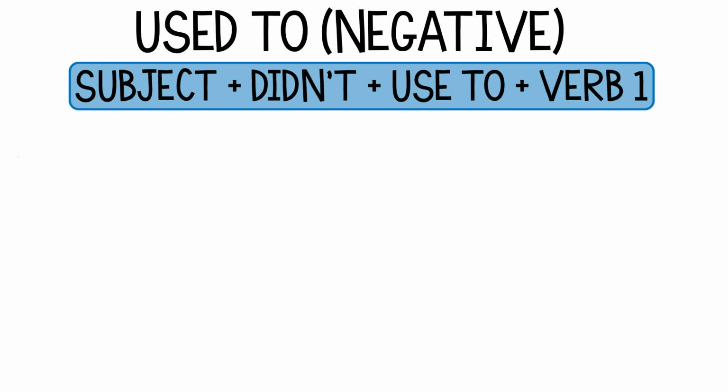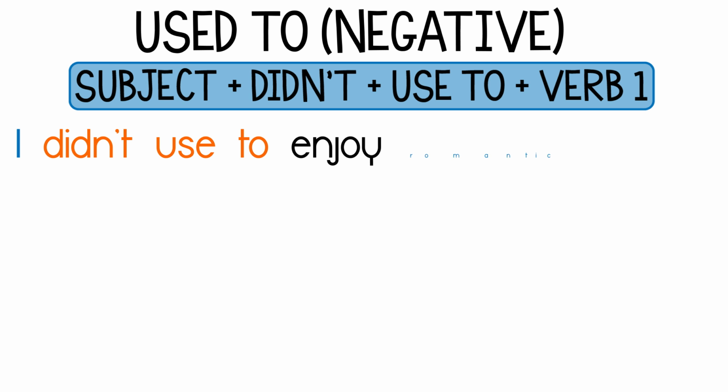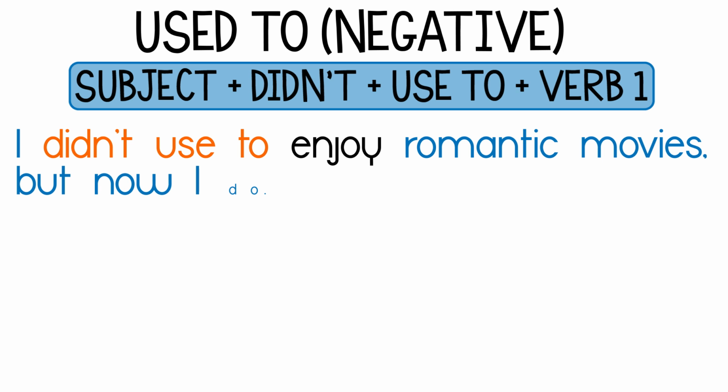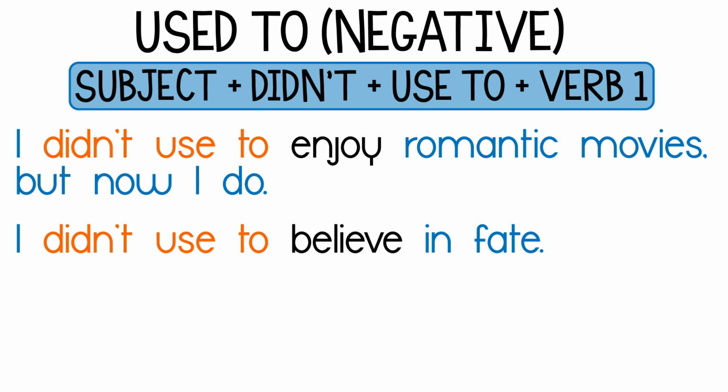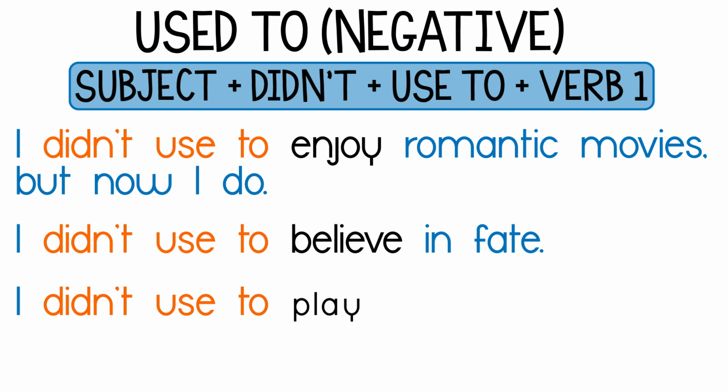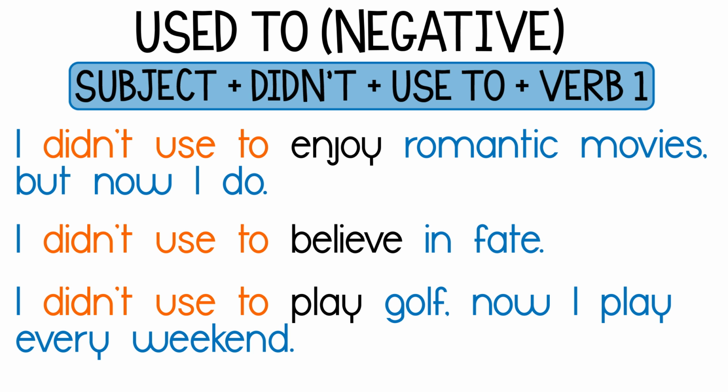For example, I didn't used to enjoy romantic movies, but now I do. I didn't used to believe in fate. Or, I didn't used to play golf. Now I play every weekend. The affirmative form is used to talk about things which used to be part of our routines, but aren't anymore. The negative form is used to talk about things which in the past were not part of our routine, but now they are.